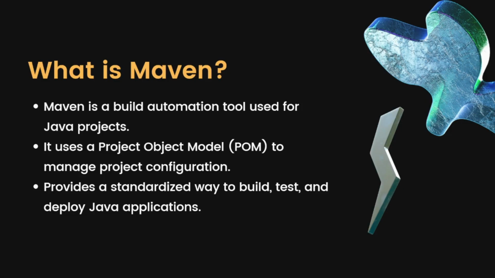Project configuration means the set of rules and regulations that are required to deploy or execute your project. And this POM file will contain all of that project configuration. Also, Maven provides a standardized way to build, test, and deploy your Java application. Mainly in Maven, we are going to work with Java projects.